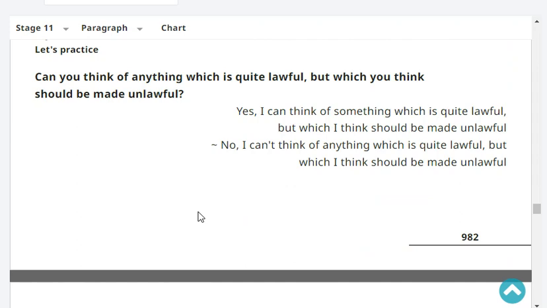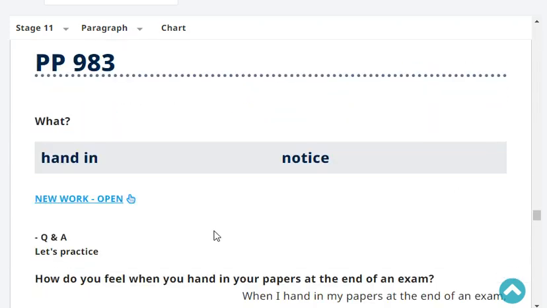Yes, I can think of something which is quite lawful, but which I think should be made unlawful. Very good. What is it? Spitting in the street. Very good.